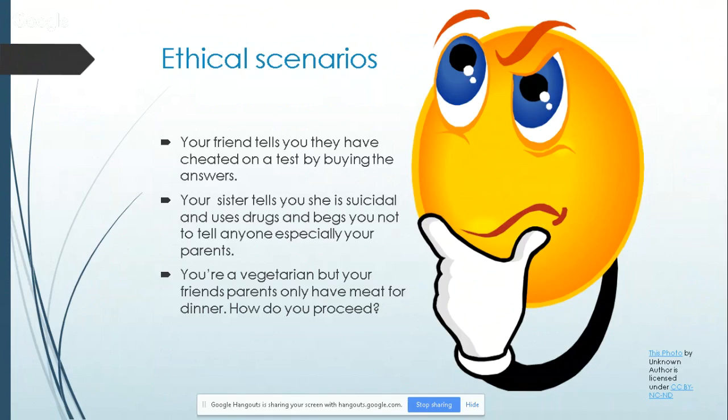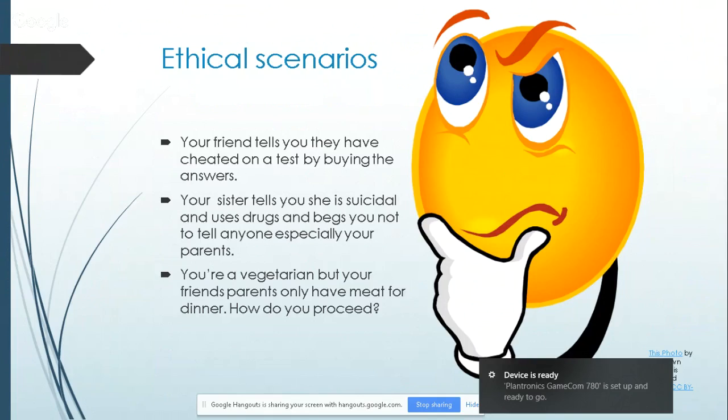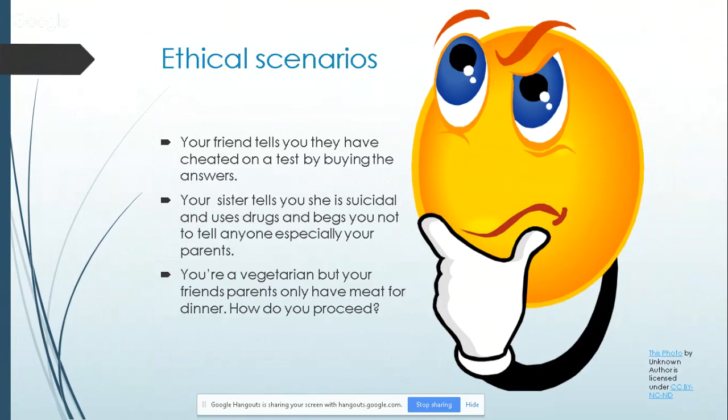So you're a vegetarian and your friend's parents only have meat for dinner. Do you tell them, I'm sorry, I don't eat meat, I'm a vegetarian? Or is that going to offend them? Is it a religious belief? What if they don't have anything else to offer you, and this is all they have, and it's their very meager offerings? And they're not going to understand why you don't want to take their food.